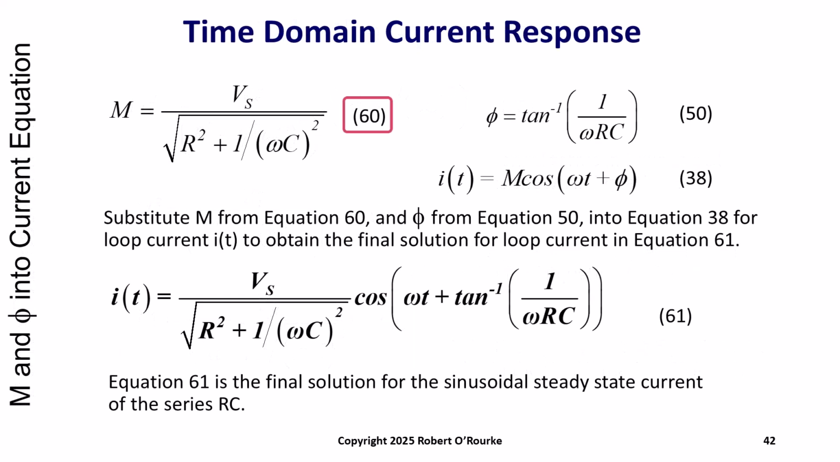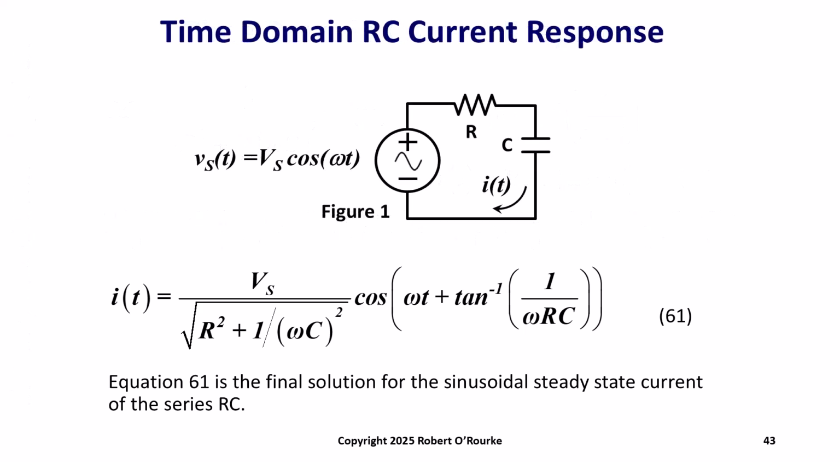With equation 60 for M and equation 50 for phi, we have all the information we need to express the current in the desired form of equation 38. Substituting equations 60 and 50 into equation 38, we obtain equation 61, the final solution for the sinusoidal steady-state current in the RC low-pass filter circuit from Figure 1. And now we are finally finished.